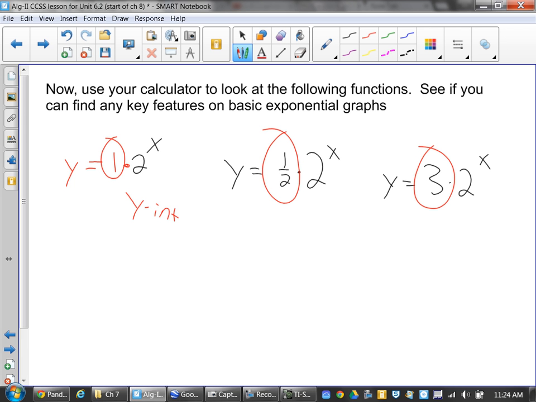Why did you say that the last graph didn't have a y-intercept? It did. It doesn't have an x-intercept. There's no x-intercept. There's the y-intercept.